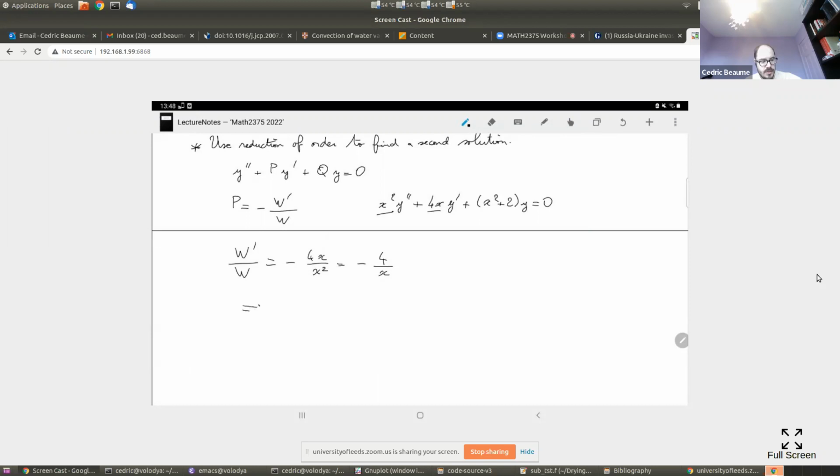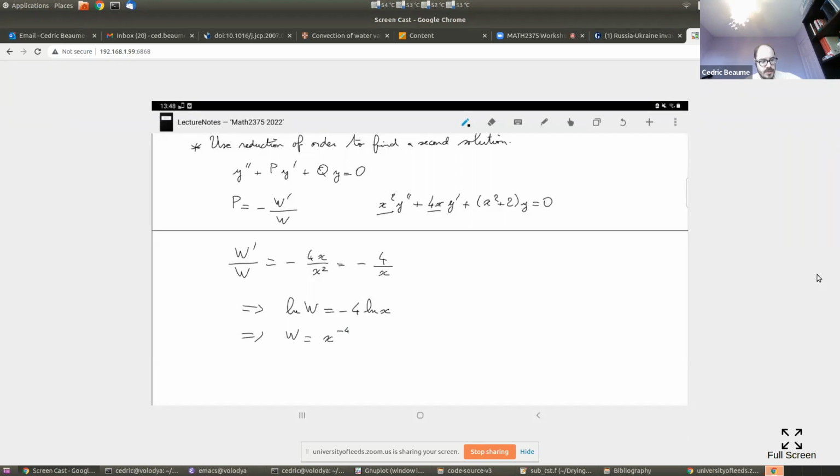So solving this, integrating the left-hand side, we get the log of w, and on the right-hand side, we get minus 4 log of x. It's a natural log. And so I write natural log ln so that it's not ambiguous. For log, I typically assume that we're talking about the log base 10, just differentiating them to overemphasize this. And therefore, what we get here is that w, the Wronskian, is x to the minus 4. Okay, taking the exponential of this. Exponential of something log x is x to the power of something.